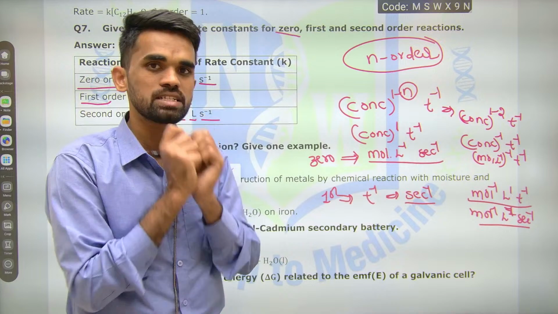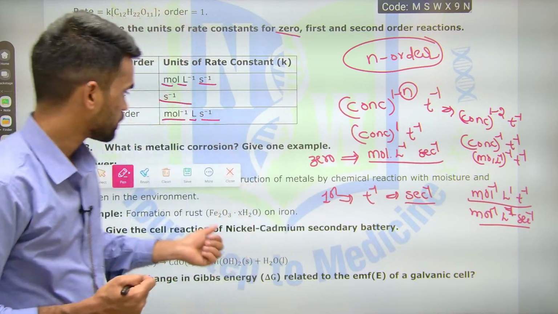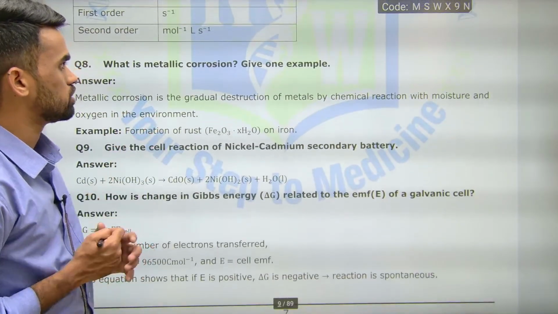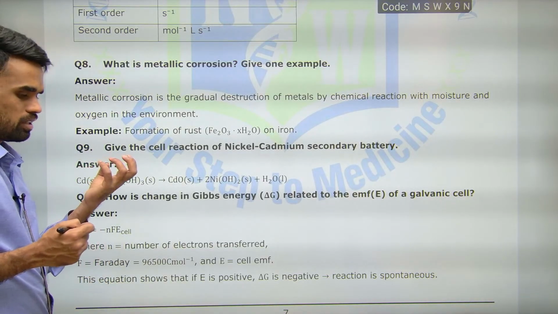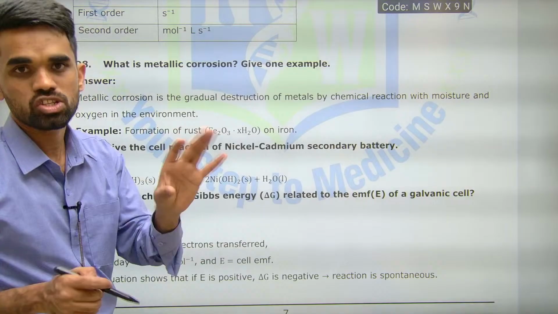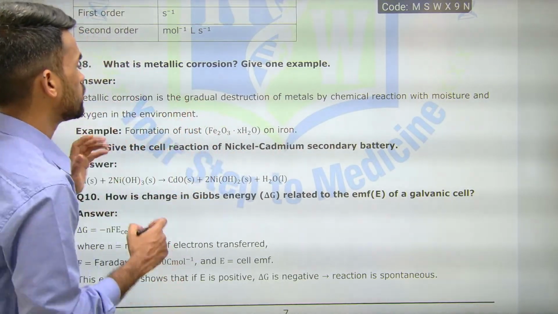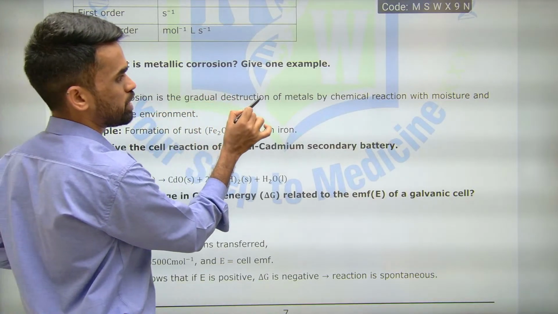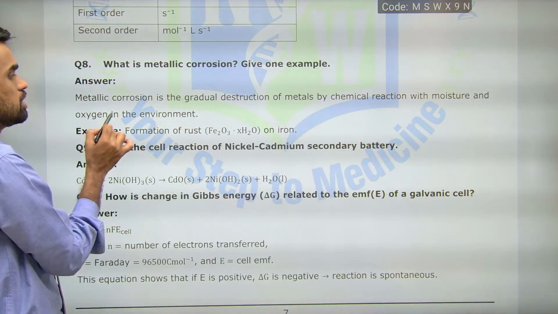Okay, you just try using this, you are going to get the exact answer. Okay, next: what is metallic corrosion, and give one example. Metallic corrosion is nothing but metal undergoing oxidation to form metal oxide. It is the gradual destruction of metal by chemical reaction with moisture and oxygen in the environment.